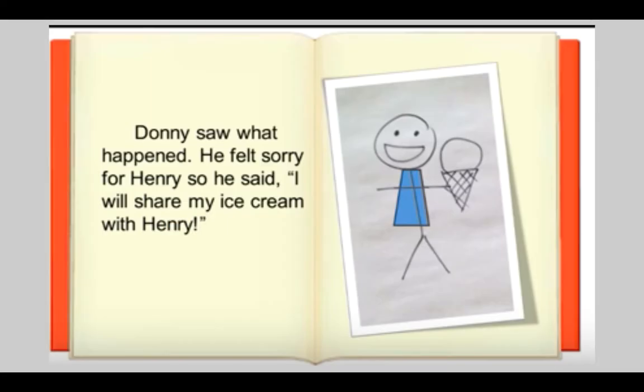Let's look at this part of a book. Donnie saw what happened. He felt sorry for Henry, so he said, I will share my ice cream with Henry. This part of the book reminds me of another book that I read, and that book was all about sharing.